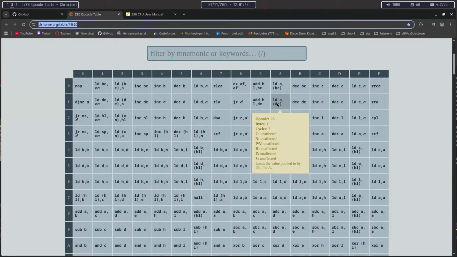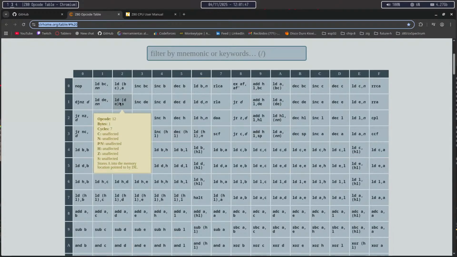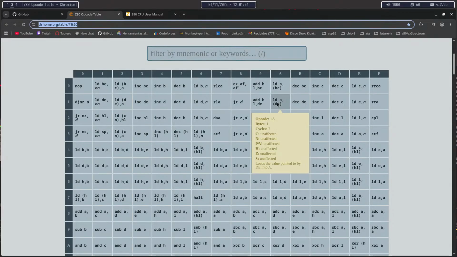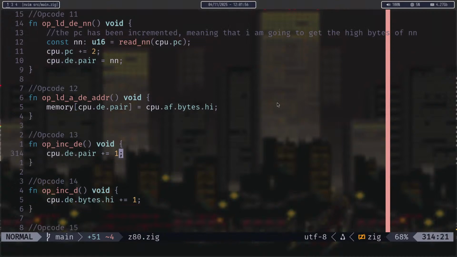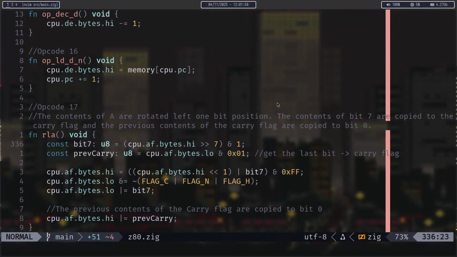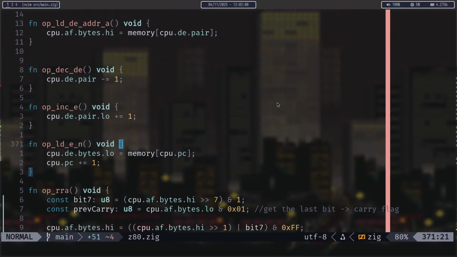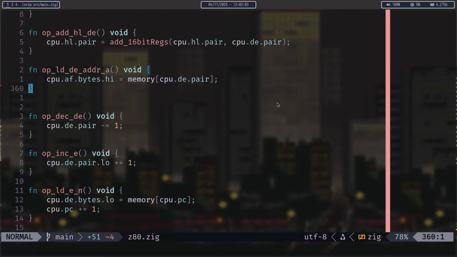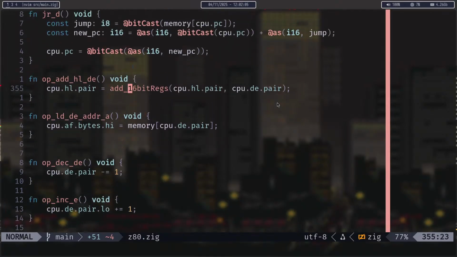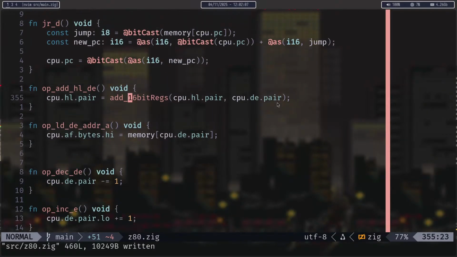Opcode 1A. Maybe it's not the one that I have. Maybe it's this one actually. Stores A into the memory location pointed to by DE. Okay, opcode 12, yeah. And then there should be a... this one, right? Yeah. Okay, which is this. There we go.